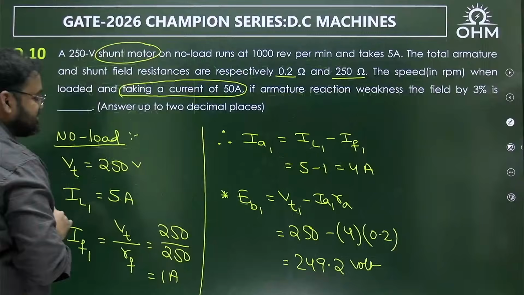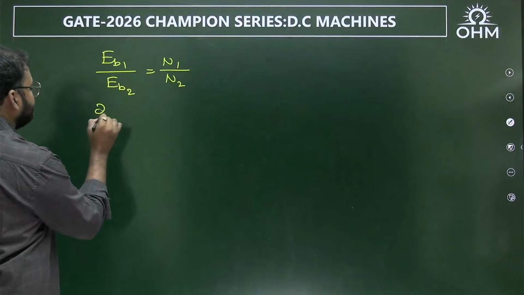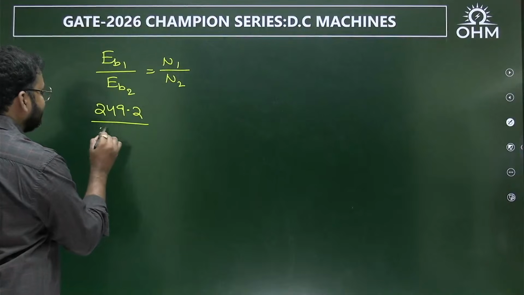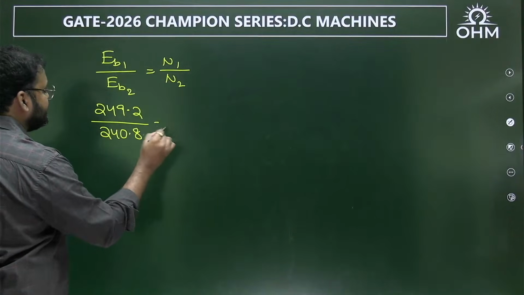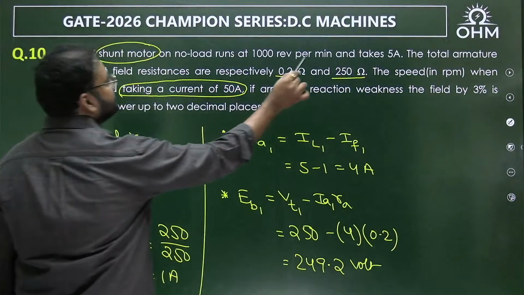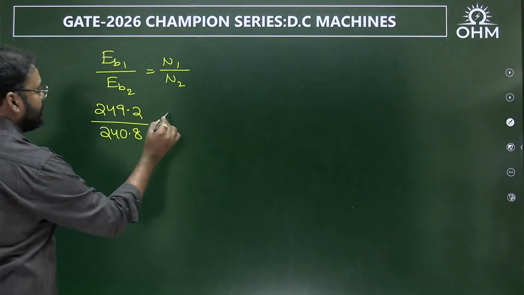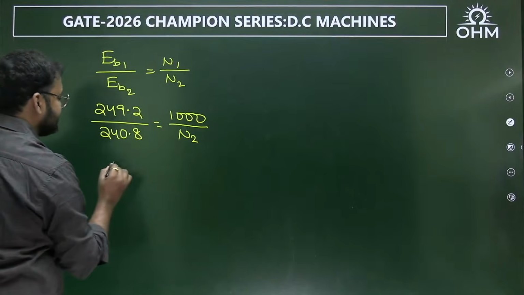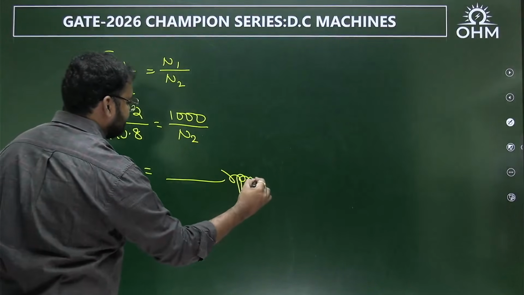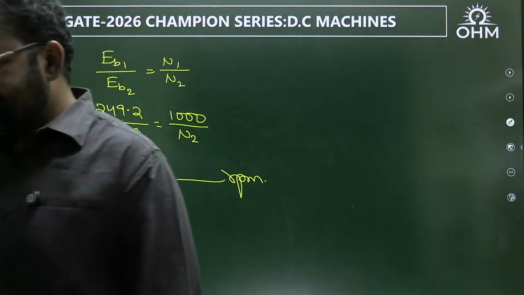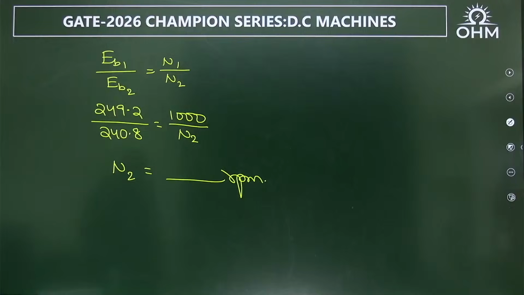What is the back EMF in the first case? 249.2. What is the back EMF in the second case? 240.8. What is the speed in the first case? 1000. What is the speed in the second case? We have to answer that, you'll get the new speed. Definitely the speed will decrease because the load is increased, right? Shunt motor will offer drooping speed characteristics. So whenever load increases, speed will decrease. Clear?